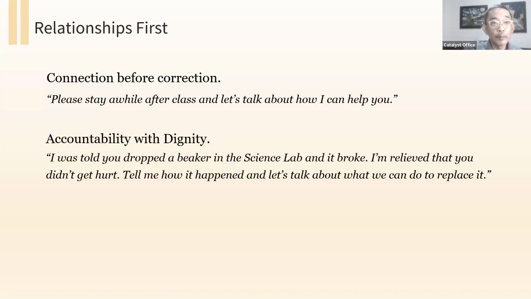Second, there is accountability with dignity. I was told you dropped a beaker in the science lab and it broke. I'm relieved that you didn't get hurt. Tell me how it happened and let's talk about what we can do to replace it. So instead of saying, okay, I was told you broke a beaker, I'm gonna ask the science lab technician how much it costs, and you have to pay for it, the student ends up feeling, wait, I didn't even get a chance to explain how it happened.